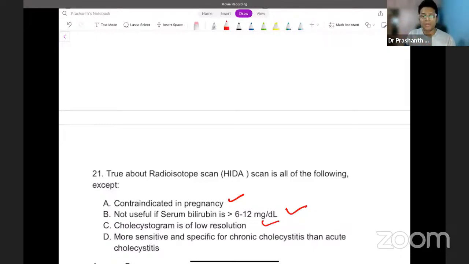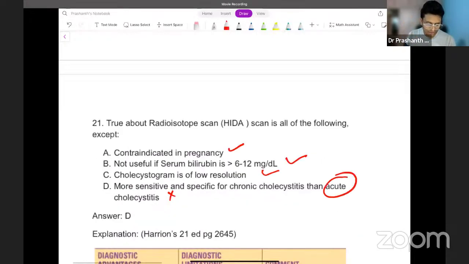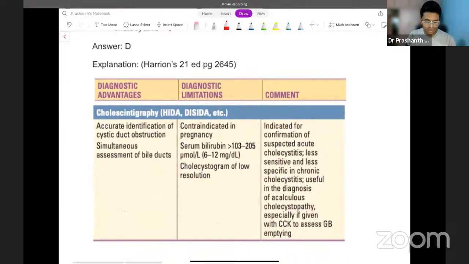And it is more sensitive and specific for chronic cholecystitis than acute cholecystitis is wrong. It is very, very specific for acute cholecystitis. In chronic, it is useless because the gallbladder contractility is affected. So these are the tables that you should know about HIDA scan or cholecystoscintigraphy.